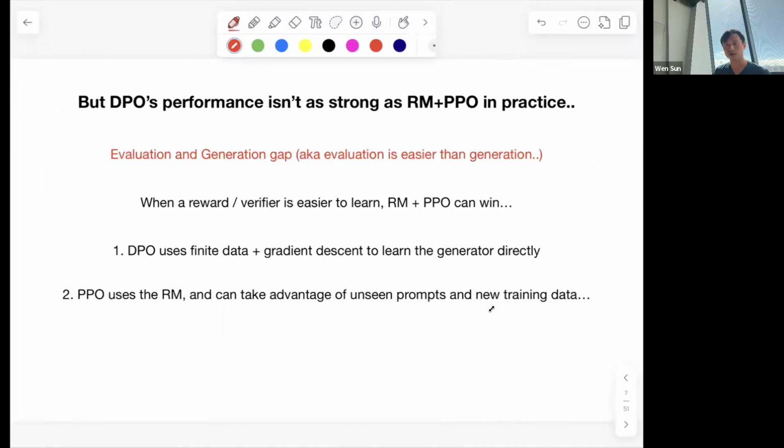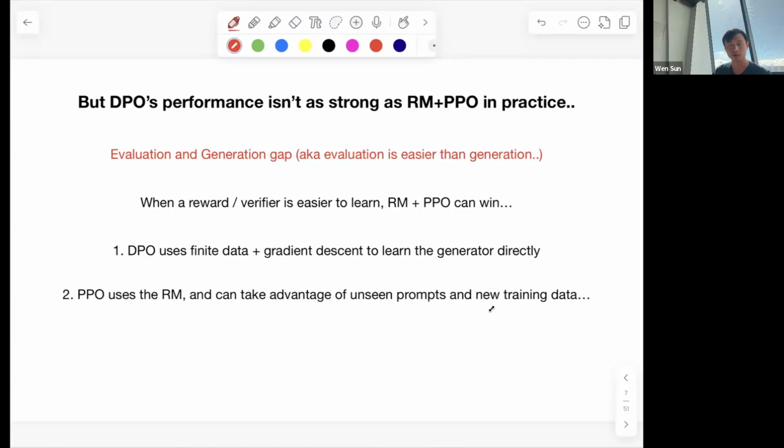But if you look at the reward modeling plus online RL approach, the reward modeling part is discriminative learning, right? It doesn't try to learn how to generate. It's just trying to learn how to label two responses. For tasks where discriminative learning is much easier than generative modeling, this reward modeling plus PPO approach can win, right? You can trust your reward model. Maybe your reward model can take this finite number of data points and give you a much better verifier that can tell you which response is better than the other, even though the reward model itself doesn't know how to generate.